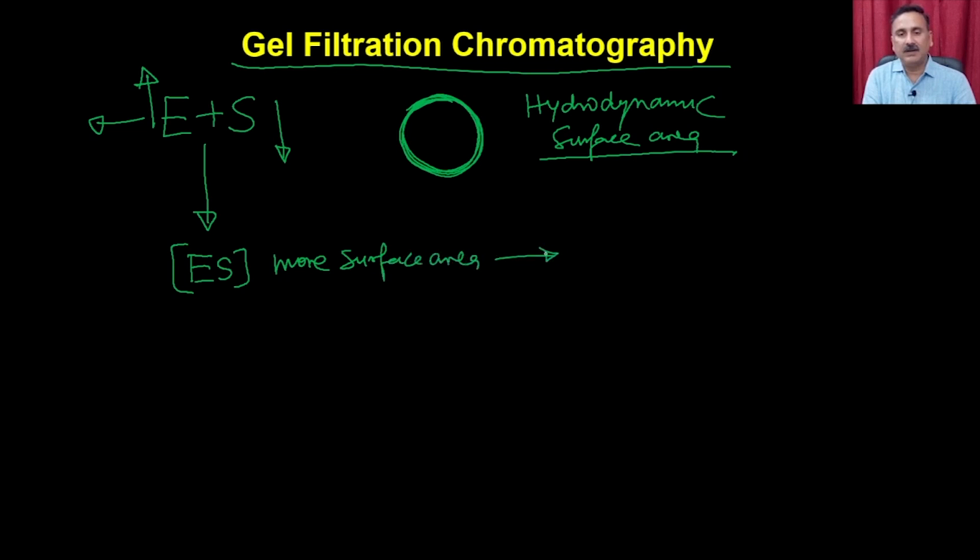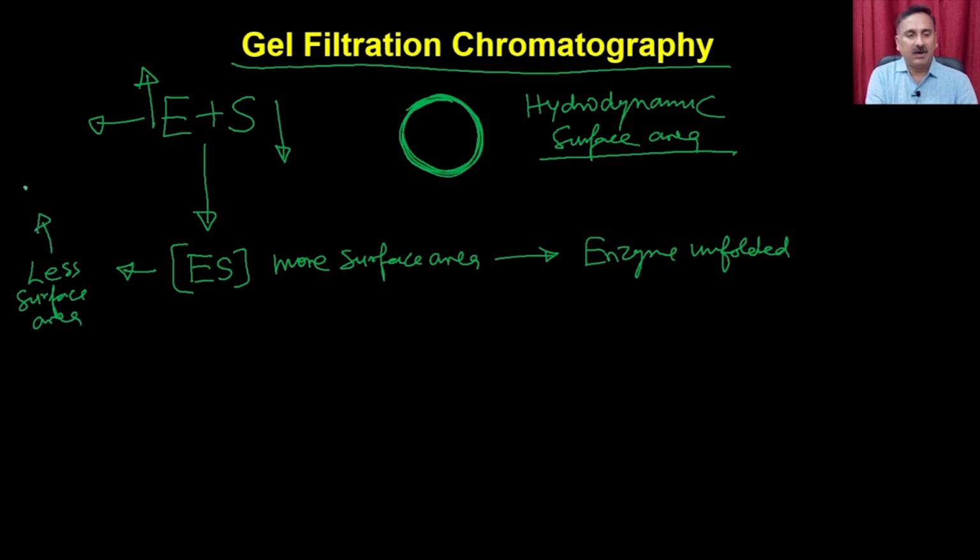This means the enzyme is going to get unfolded. Then only it can have the larger surface area, or in some cases it's going to have less surface area. And when it has less surface area, the enzyme is going to get more folded, or I would say it's going to acquire a compact configuration.